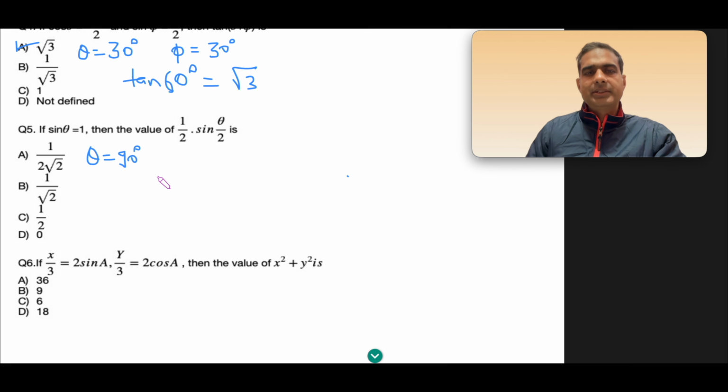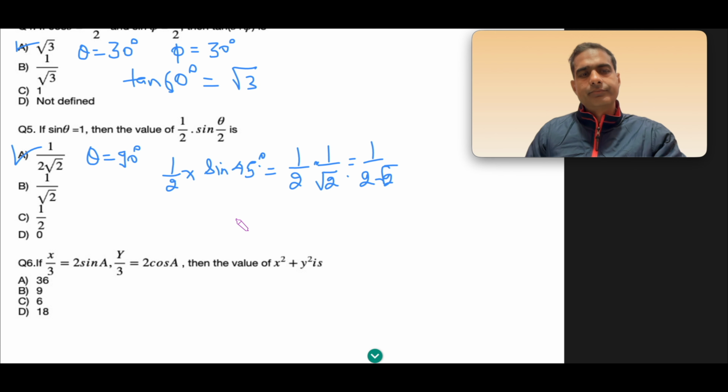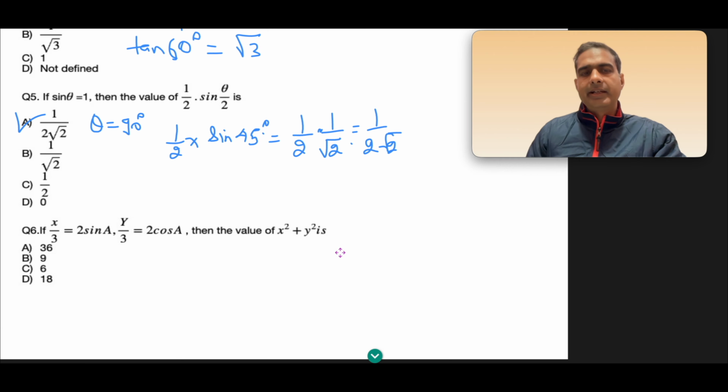Now the value of half of sine theta by 2 is asked. So half of means multiplication. Sine of theta by 2, theta is 90. So 90 by 2 will be sine 45 degrees. Now 1 by 2 times sine 45 degrees is 1 by root 2. So from here we can say the answer will be 1 by 2 root 2. So the option A. So these were easy questions. We just need to remember the values of the trigonometric quantities at different angles.